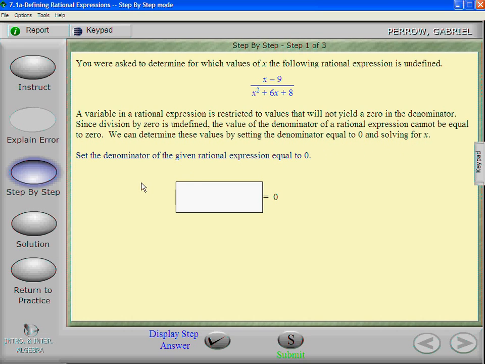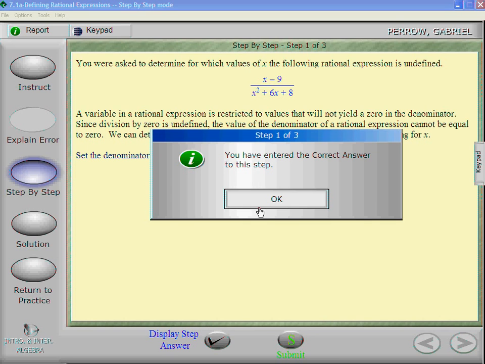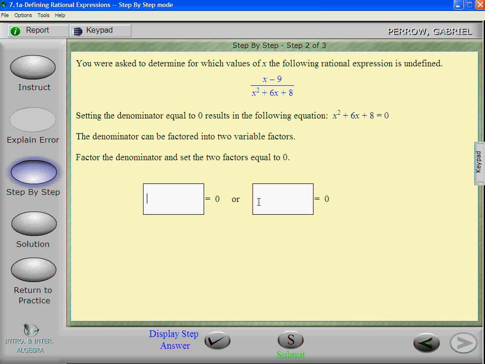So they say set the denominator of a given rational expression equal to 0. So they're just making sure that you do indeed know what a denominator is. That's the bottom of the fraction. Okay, so that's the first step, to think about what would make that 0. They say the denominator can be factored into two variable factors. Determine the denominator, factor the denominator, and set the two factors equal to 0.